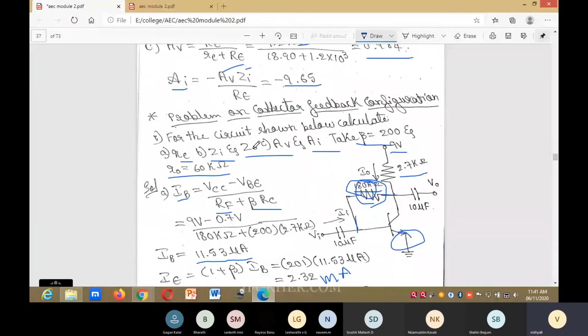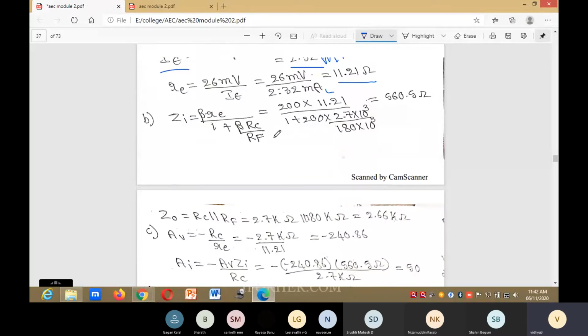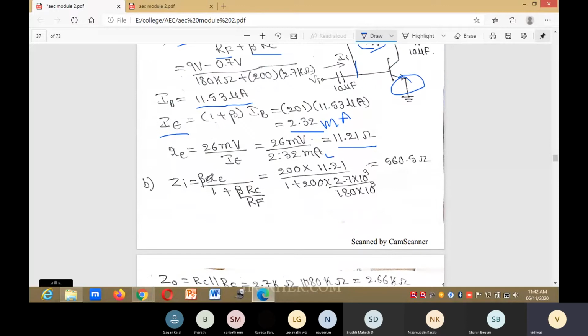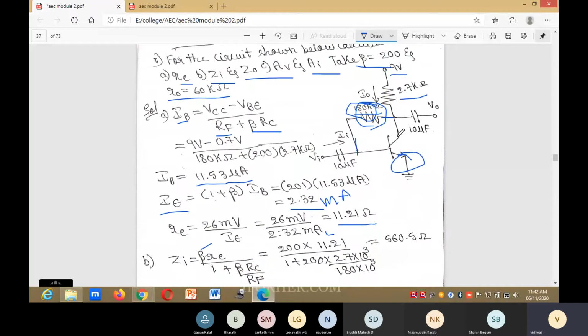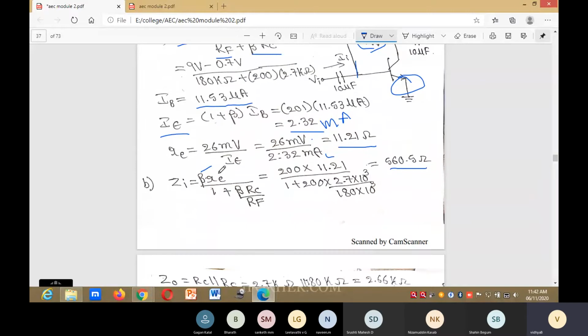Next, they have asked to find out Zi and Z0, input impedance and output impedance. Input impedance formula is beta re divided by 1 plus beta into RC divided by RF. We know beta is 200, re value is 11.21 ohm, RC value is 2.7 kilo ohm, and RF value is 180 kilo ohm. If you solve, you will get 560.5 ohm, that is input impedance.